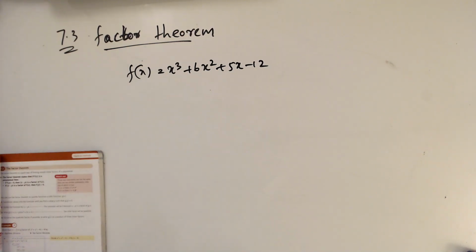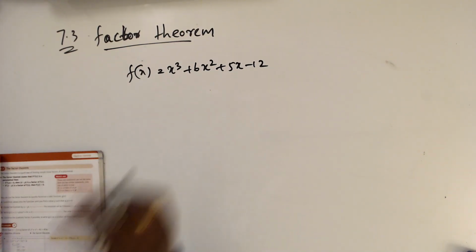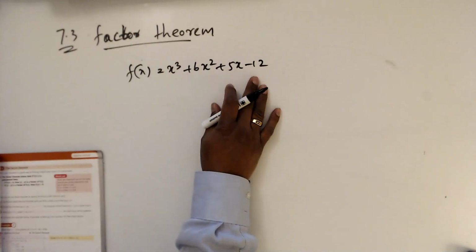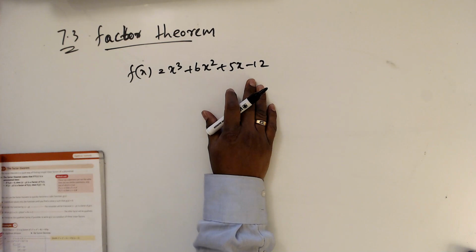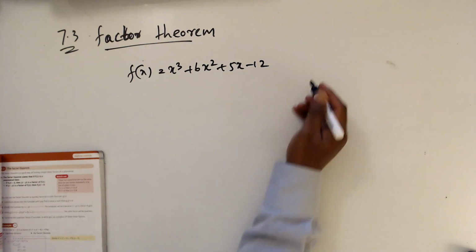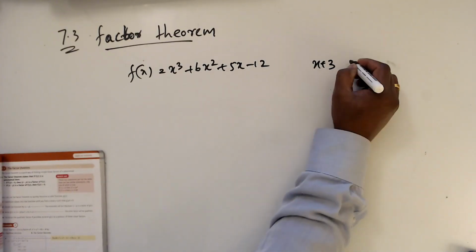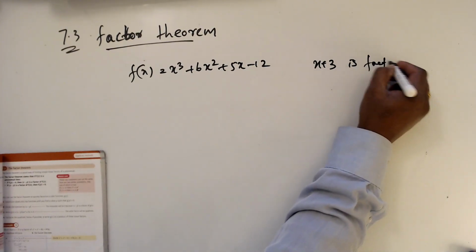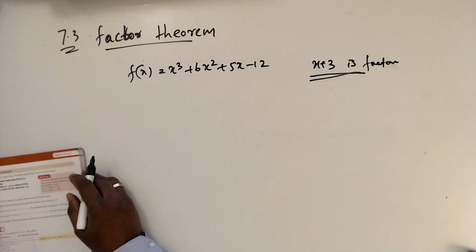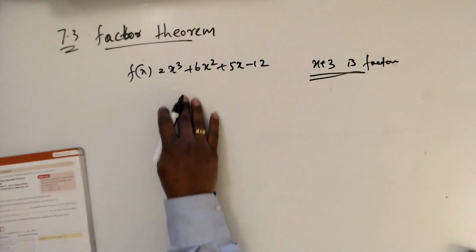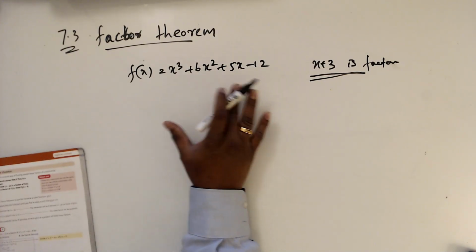7.3 Factor Theorem. This is question number 17. In this question, we show that x plus 3 is a factor. Then we simplify and we factorize completely.